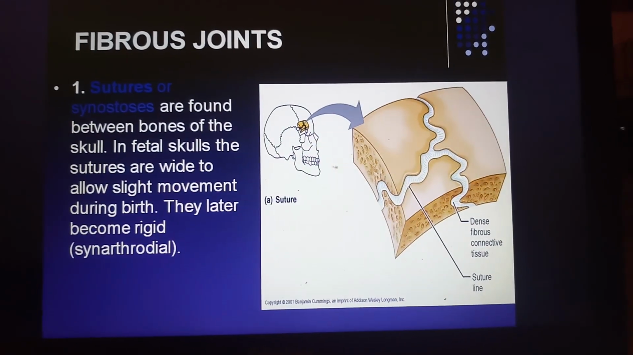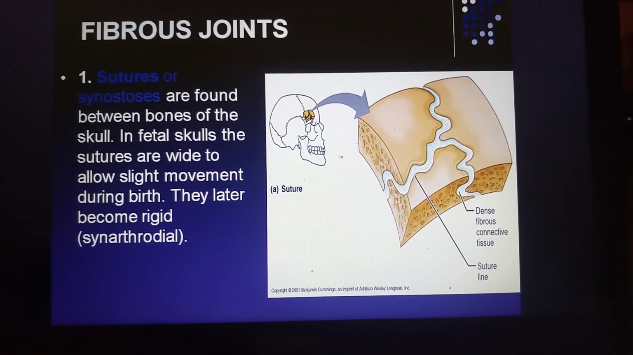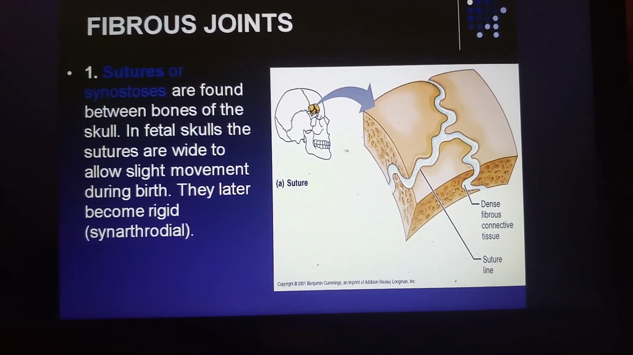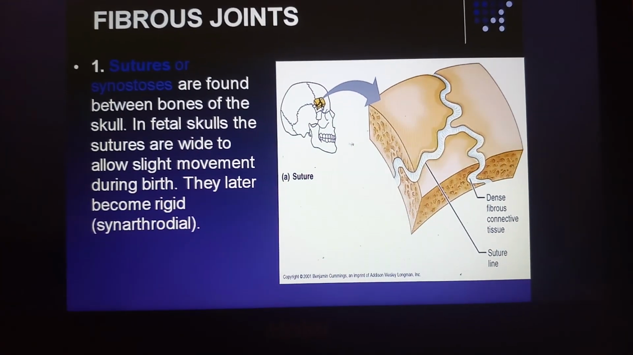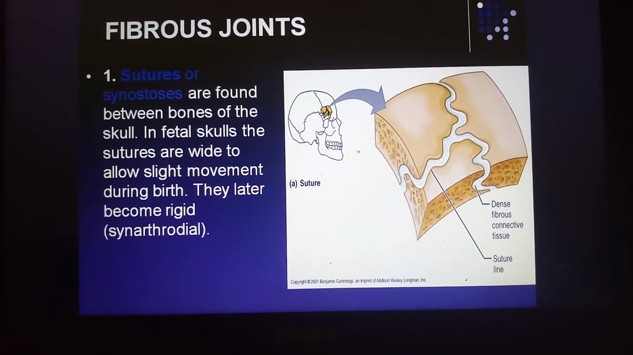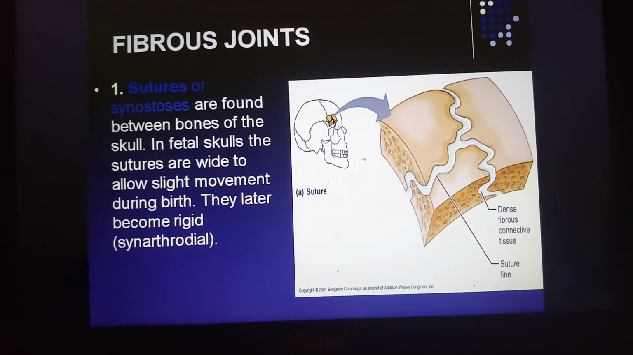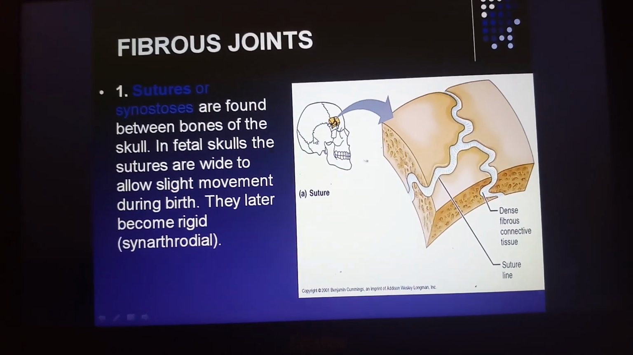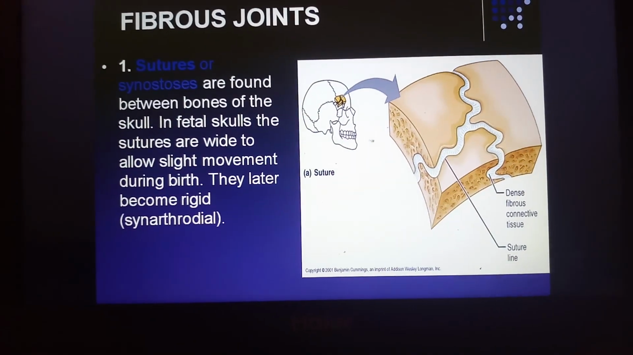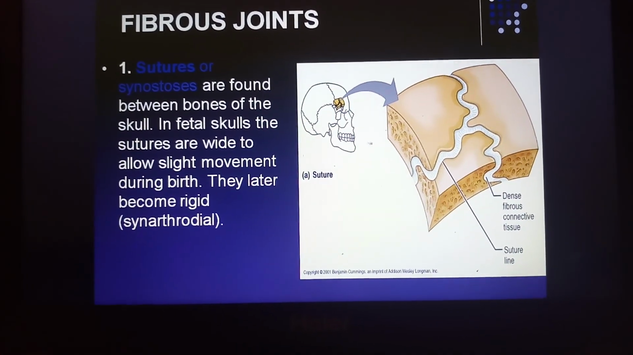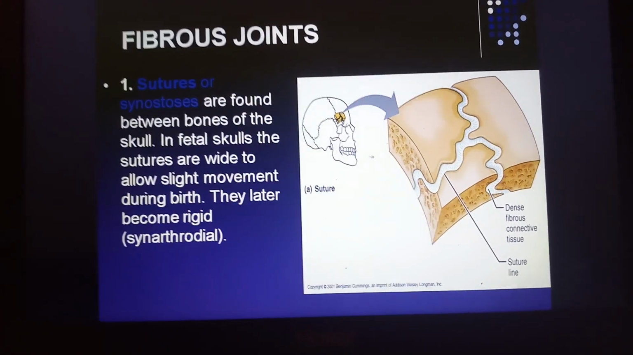Now we will discuss in detail the fibrous joints, one of the structural classifications of the joints, which we also call immovable or fixed joints. These are further classified into three types. Number one is the sutures, or you can say synostosis. As you know, where are the sutures present? Sutures are present in the skull. As you see in this diagram, here are the sutures. These are found between the bones of the skull, and in the fetal skull, the sutures are wide to allow slight movement during birth. They later become rigid.